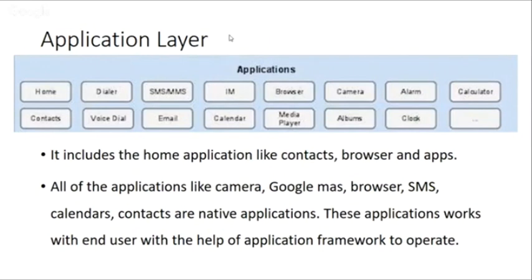Moving further, we have the application layer. The application layer is a kind of UI for the application. We have home, dialer, SMS, IM, browser, album, clock, email, and a number of apps. It includes the home application like contacts, browser, and apps, and all applications like camera, Google Maps, browser, SMS, calendar, contacts. They are all native apps. These applications work with the end user with the help of the application framework. This is the application layer through which we can interact with the hardware.